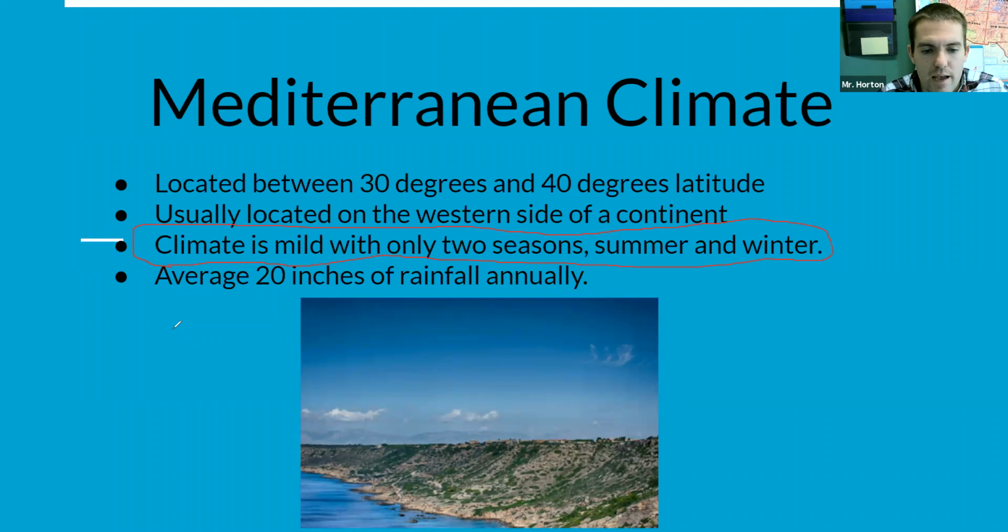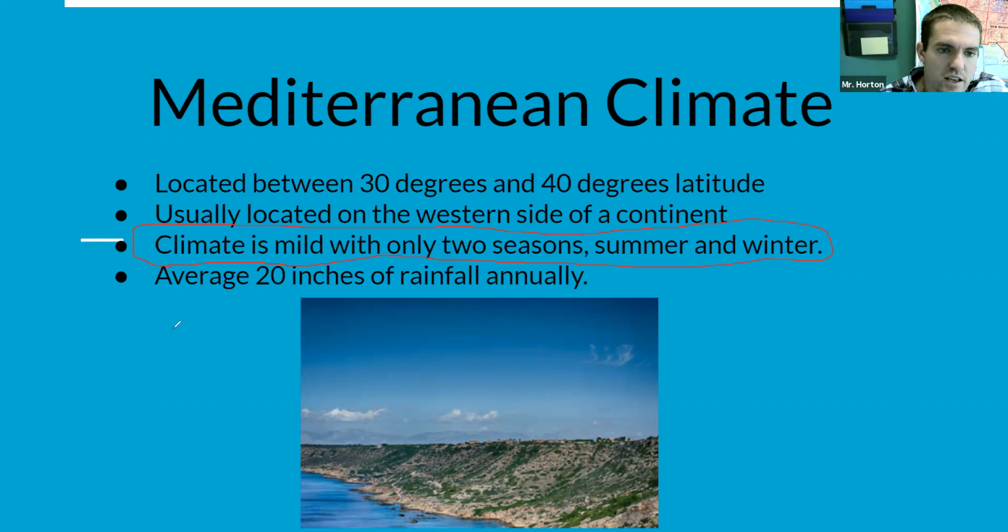With the Mediterranean climate, now we're getting a little closer to the equator. This is located between 30 and 40 degrees latitude, and it's usually on the western side of a continent. So if we were looking at North America, the Mediterranean climate is mostly on the western coast of the continent, in states like California, Oregon, Washington, Nevada, Idaho, and Wyoming, in the western part of North America.